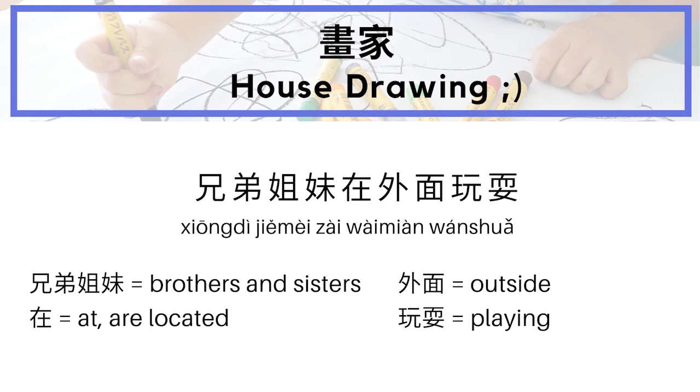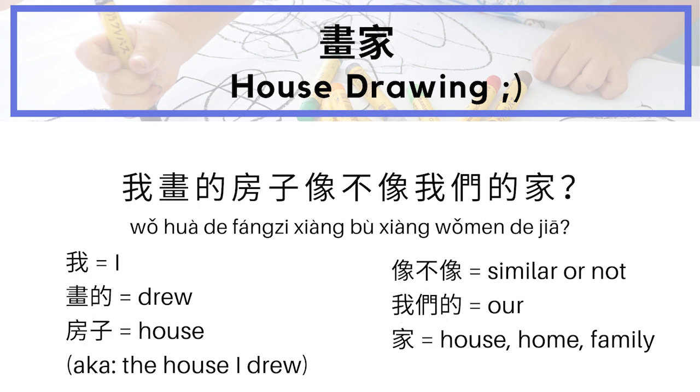Okay, 在外面. So 在 is in, at, on, indicating location. 外面 is outside, and then 玩耍 is playing around, having fun. So the narrator's siblings are outside playing. And then we finally have our first pronoun, 我, which is I. 我画的房子, the house that I drew. So 房子 is house. 画 means draw, right? And 的 is a possessive particle. That means the house that I drew, so the house that was drawn by me, basically.